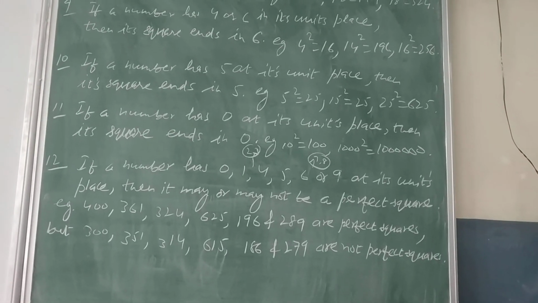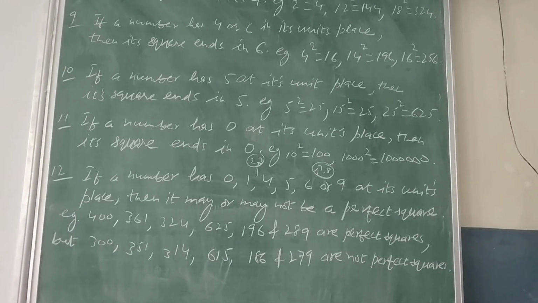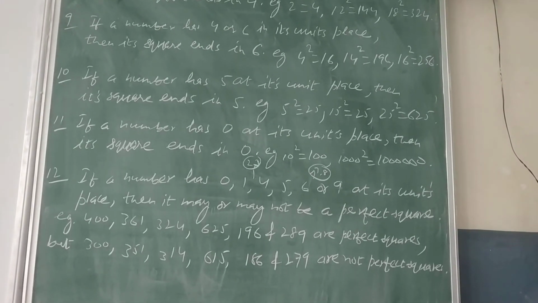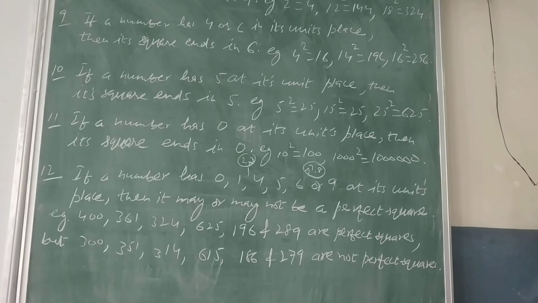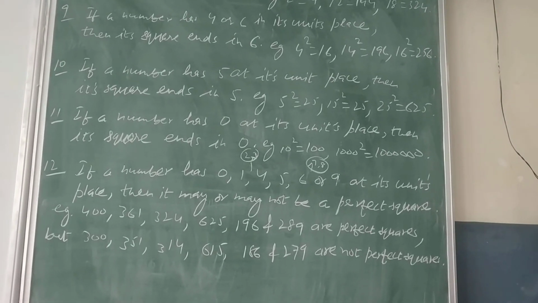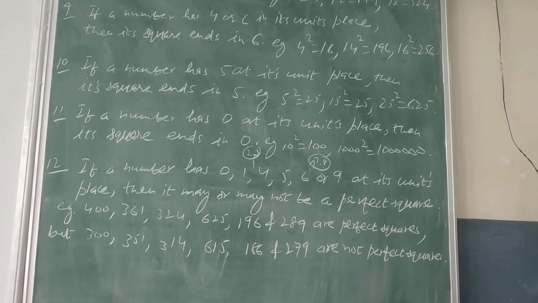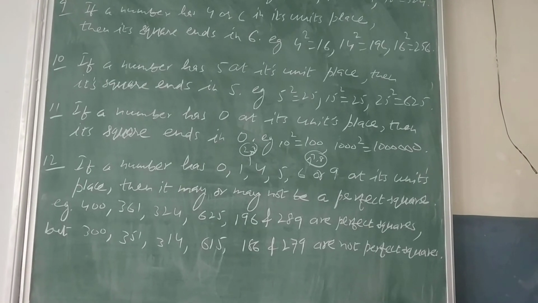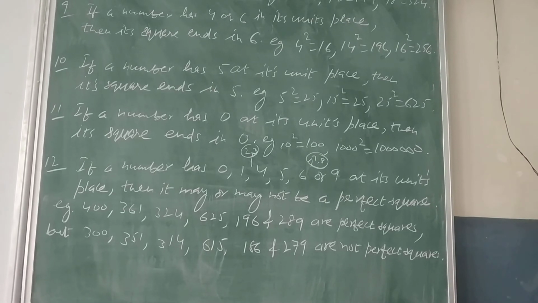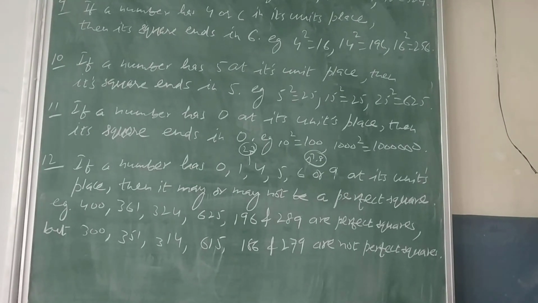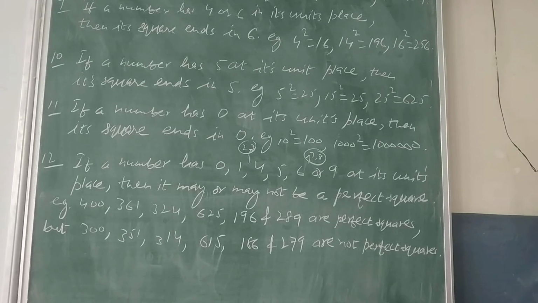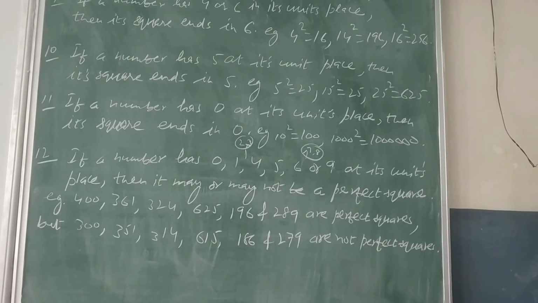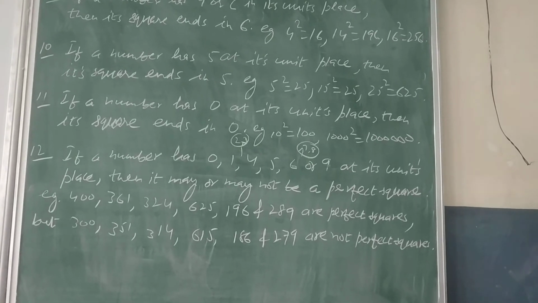But it is not sure that a number ending with 0, 1, 4, 5, 6, 9 will always be a perfect square. Maybe or may not be, but you have to understand that perfect squares will always end with 0, 1, 4, 5, 6 or 9. Not all the time, but whenever a perfect square is there, the number will end with 0, 1, 4, 5, 6 or 9 only. So keep this restriction in your mind.